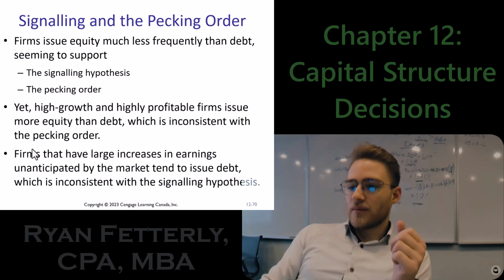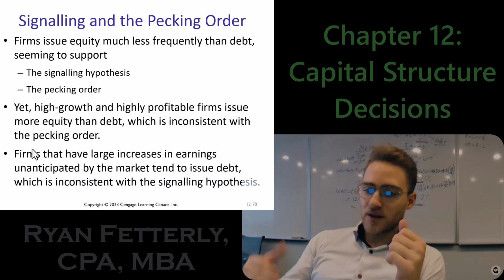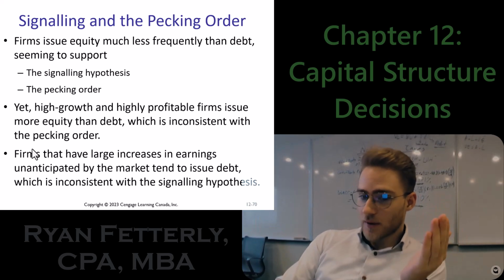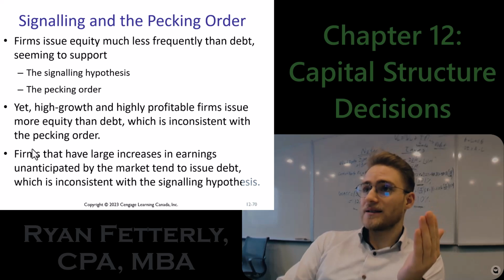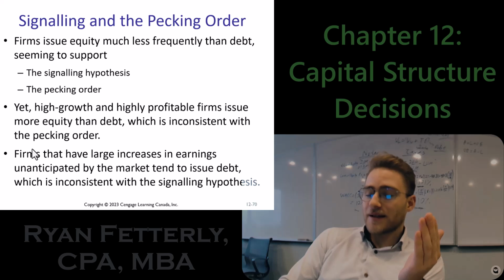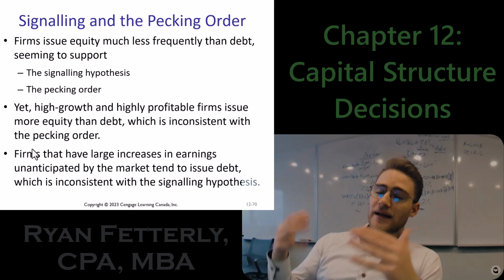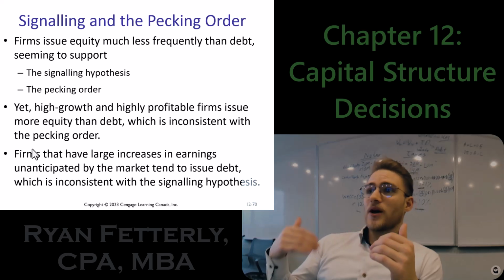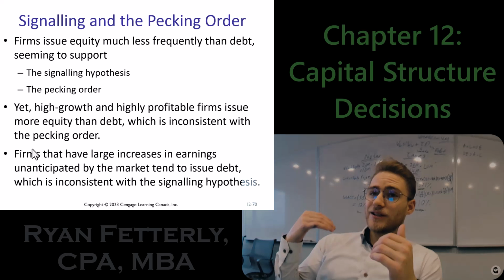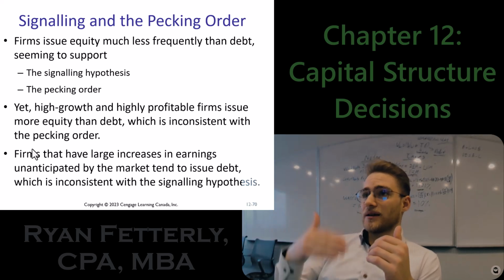Firms issue equity much less frequently than debt, seeming to support the signaling hypothesis and the pecking order, right? Yet, high growth, highly profitable firms issue more equity than debt consistently, right? Just simply because they need as much financing as they can get. When you look at any really high growth firm, they are financing through equity, usually really aggressively, right? Because they don't have to pay dividends. They have to pay interest if they take on debt, right?